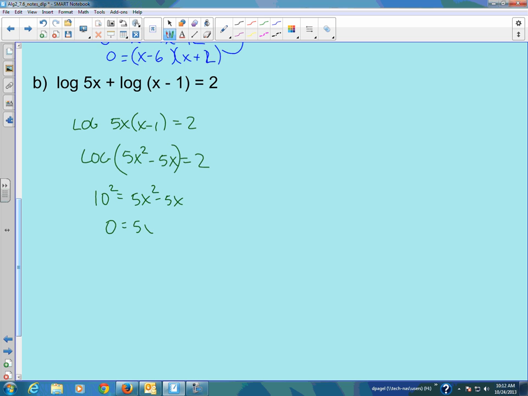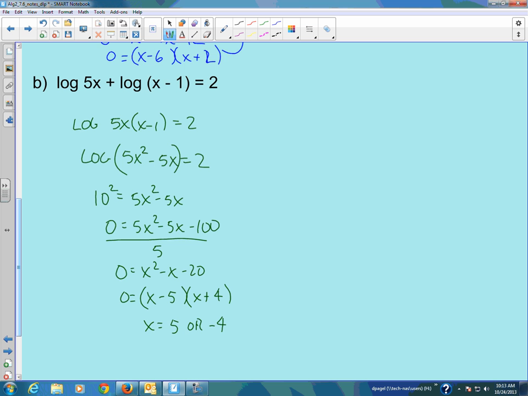0 equals 5x squared minus 5x minus 100. Divide everything by 5. 0 is equal to x squared minus x minus 20, giving me an x minus 5 and an x plus 4, giving me solutions of 5 or negative 4, of which negative 4 is going to be extraneous, and I get x equal to 5.